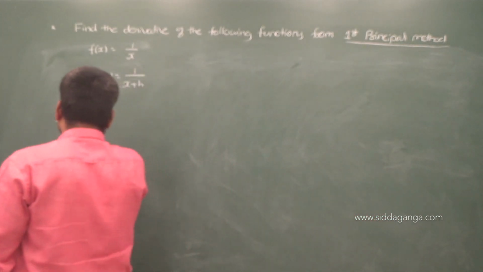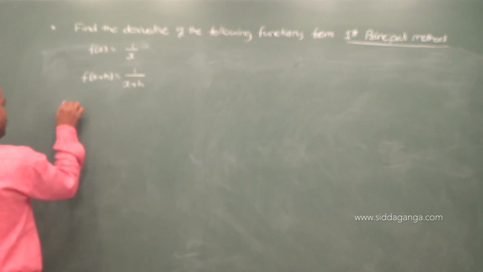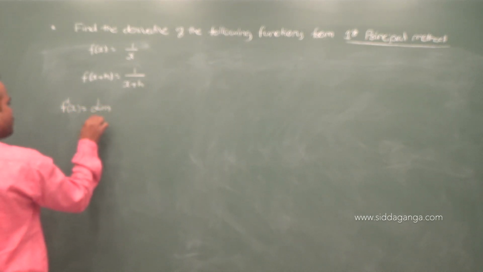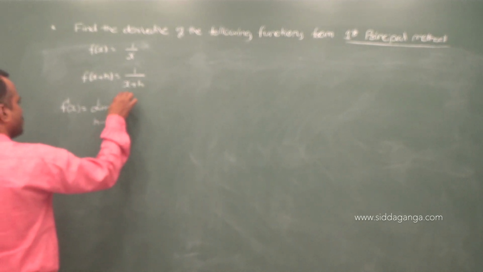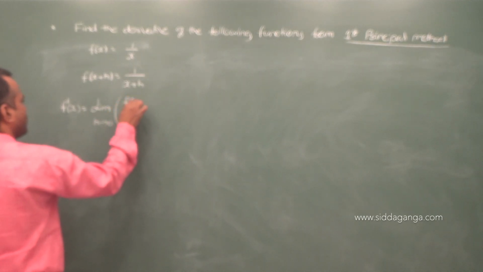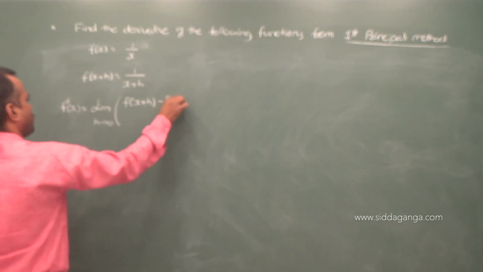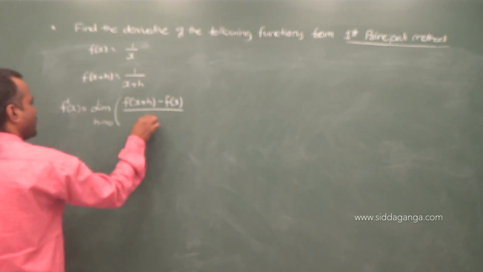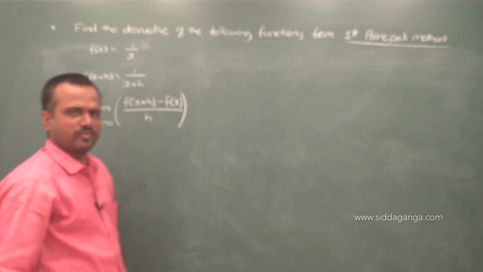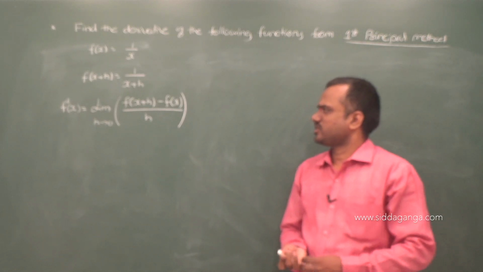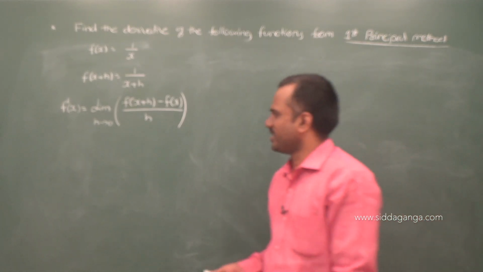Then next, we know that f dash of x is limit h tends to 0, (f of x plus h minus f of x) whole divided by h.